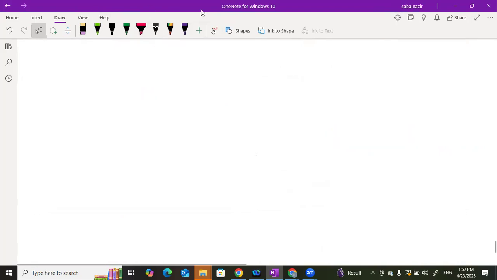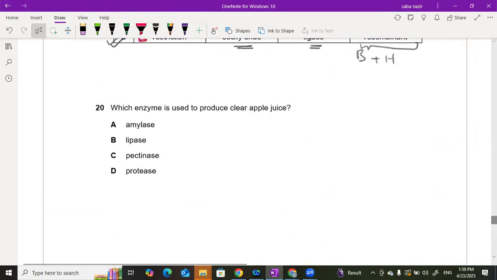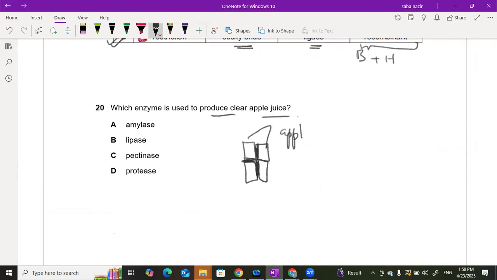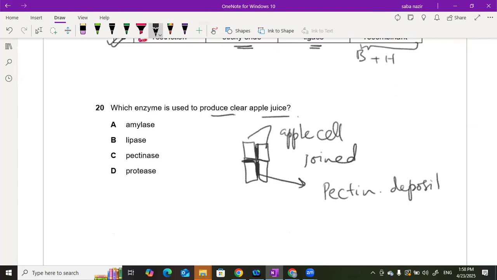Okay. Our next and the last question for this topic is, which enzyme is used to make apple juice clear? We had a discussion. When we make apple juice, sometimes the pulp is present within the juice to make it unclear. The pulp contains many apple cells joined together. And how are they joined together? They are joined together with a substance, pectin. It is actually a depositing material between the cells, like a cement.